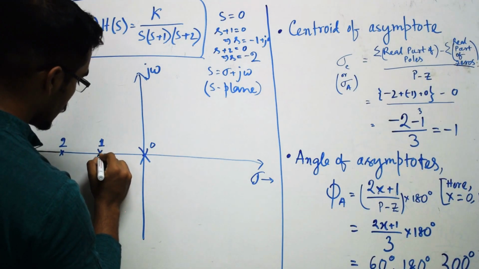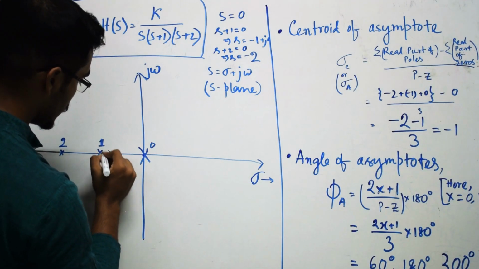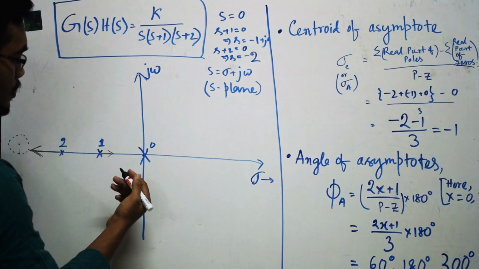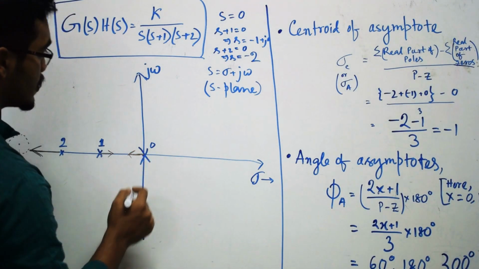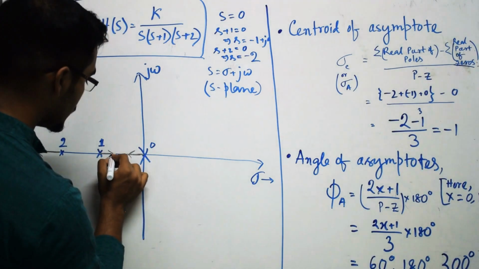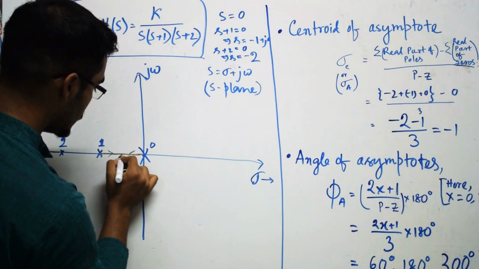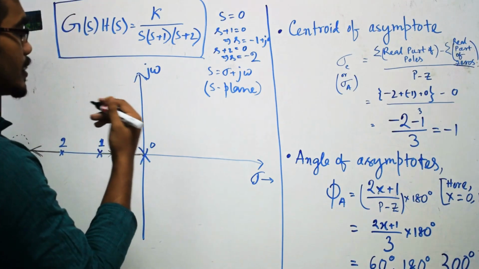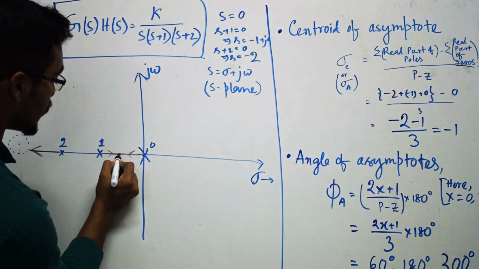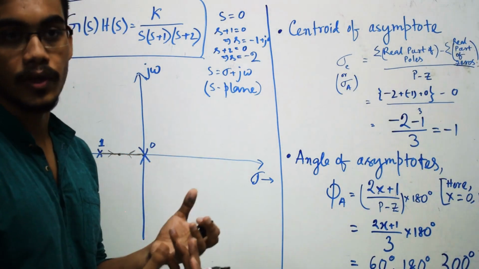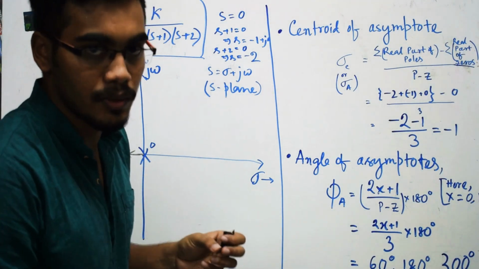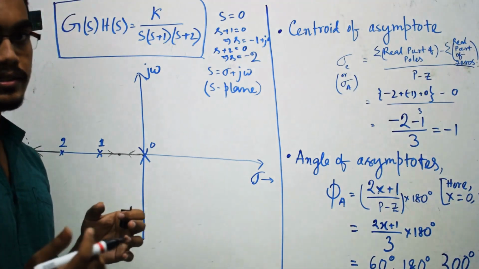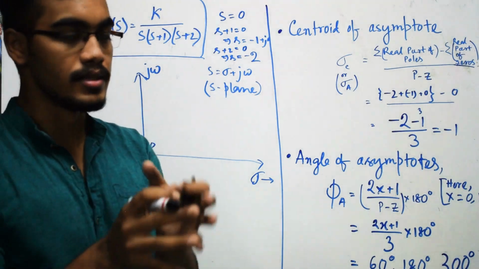So one root locus will be emerging from this pole, another will be emerging from this pole, and obviously they will be meeting somewhere here. That meeting point is called the breakaway point. That is calculated from dK/dS, which we will do later. First of all, we need to understand some more points, that is about the asymptote.